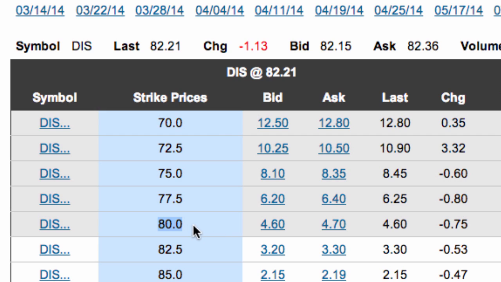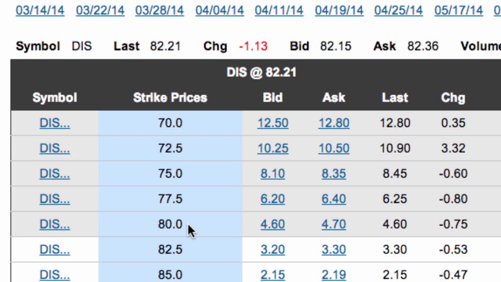So the first one that's in the money for us is this $80 strike price. Why? Because the current price of the stock is this $82.21. That's the current price of the stock. So the first one that's in the money is this strike price of $80. Well, when we talk about intrinsic value, basically the intrinsic value is the difference between the strike price and the actual price of the stock. If the actual price is $82.21 and the strike price is $80, that means the intrinsic value is $2.21.